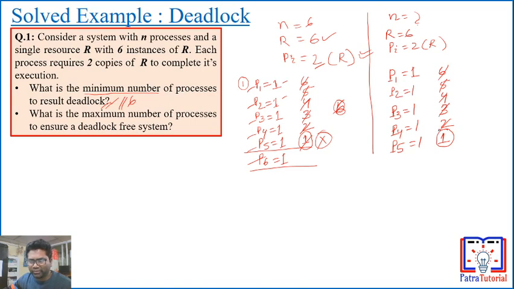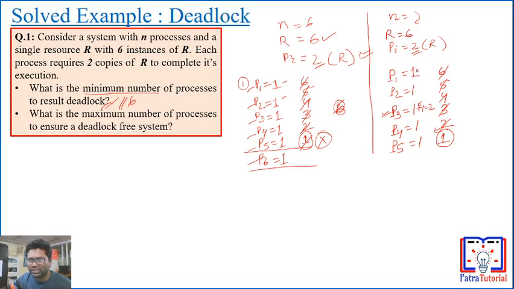So if I have one more instance here, I can allocate this instance to p1, p2, p3, p4 or p5. Suppose I am allocating to p3. I will give it to p3, so it will get 1 plus 1 equal to 2, right? And each process needs how many? 2 instances of r to complete their execution. So this process can complete now. Once this completes, 2 instances of resource r will be freed, right? And we can allocate those instances to remaining processes.